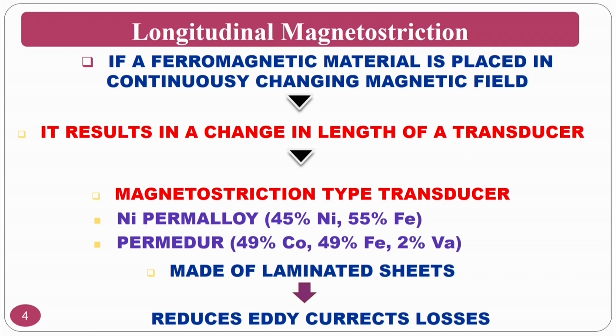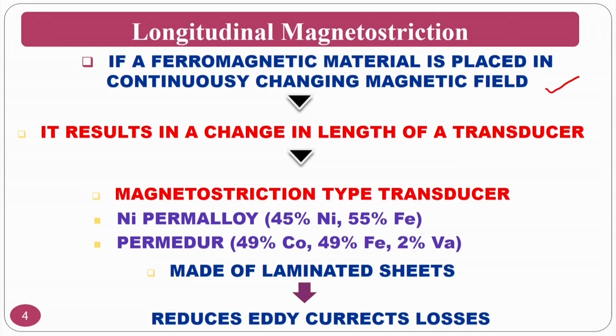We are going to get them by longitudinal magnetostriction. If a ferromagnetic material is placed in a continuously changing magnetic field, what will happen? It will result in a change in the length of the transducer. That means that the length is varying, and delta L is coming into the picture.